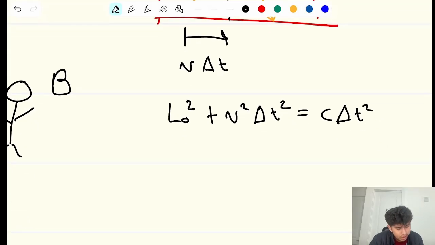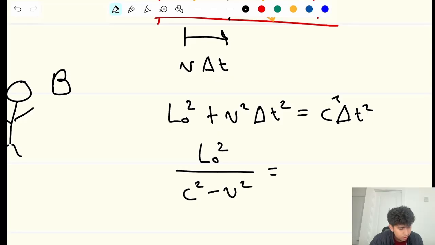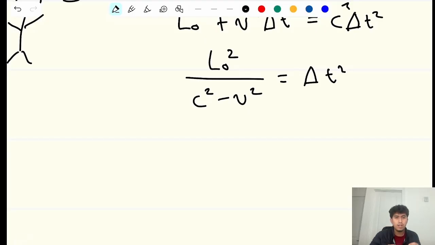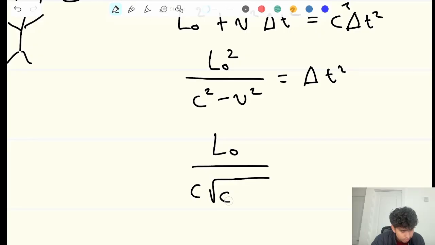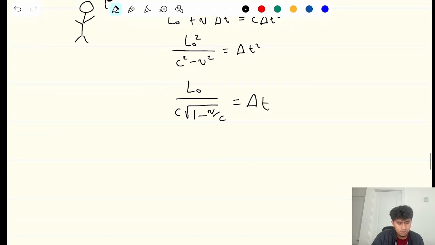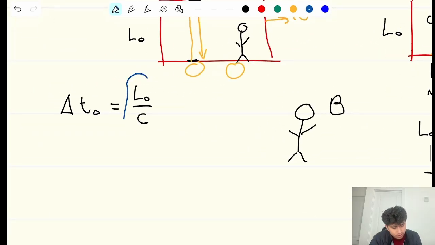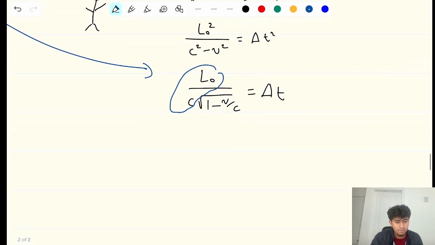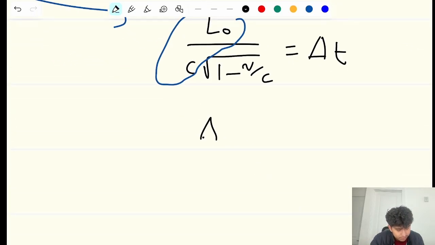Now let's do some algebra. We get L naught squared equals (c squared minus v squared) delta t squared. We're gonna take the square root and then take out the c squared factor. So that's gonna give us L naught over c, square root of 1 minus v squared over c squared. And then you notice how this thing is the same as this thing here, so you can just replace it. And then we get this.